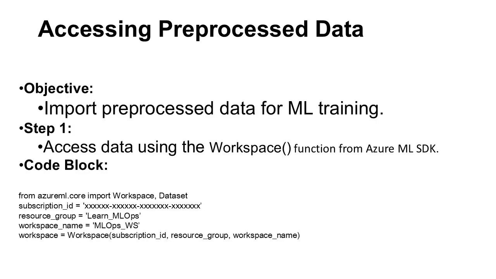So for obtaining this, you have to import the pre-processed weather data set. Our data set is a weather data set. So you have to set the workspace, with subscriber ID, group name, then workspace name. Can you understand? It is given in the below code.